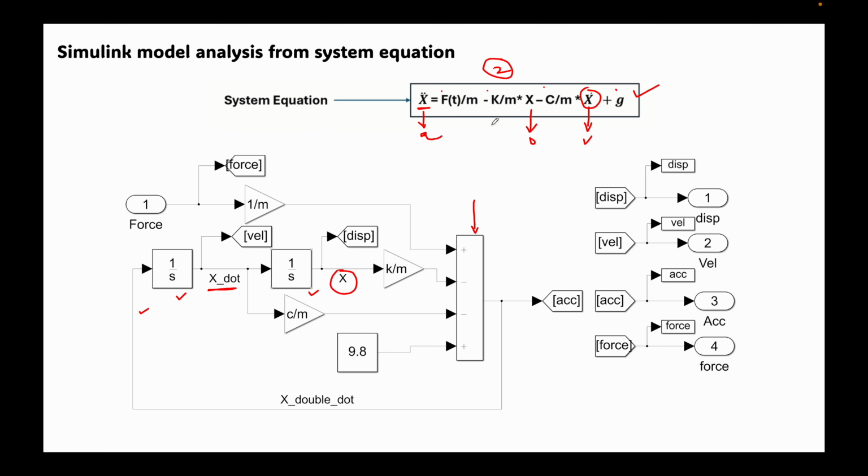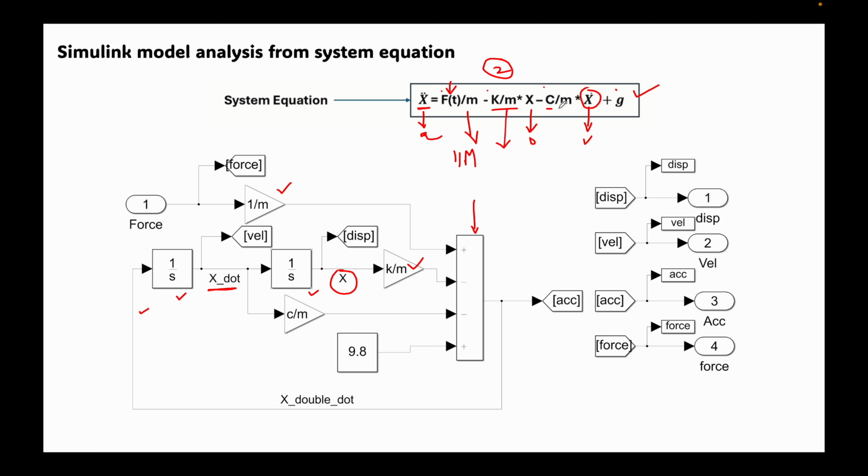Once you have all these, then you create all these gains. Here f is the input, so leave this one, as that will come from outside. Here the factor is 1 by m, so 1 by m is designed here. Then you need to have k by m. So k by m is designed here, which is related to displacement. That's why we connected it to displacement.